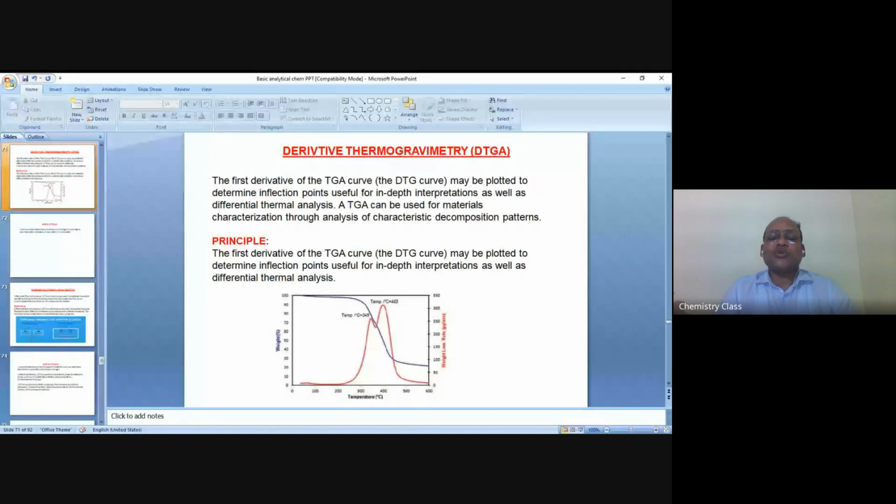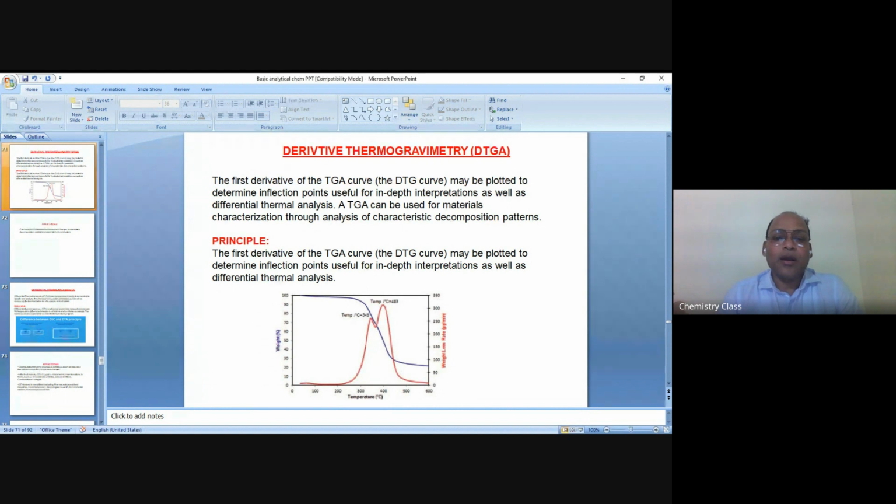So this is actually the first derivative. Derivative means it is coming out from the TGA. DTGA is coming out from the TGA, and the pattern will be analyzed. The first derivative of the TGA curve may be plotted to determine inflection points useful for in-depth interpretation as well as differential thermal analysis.